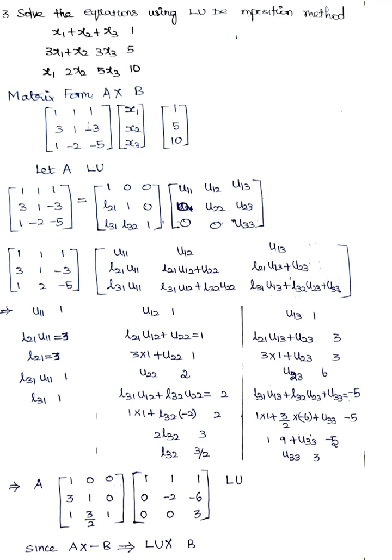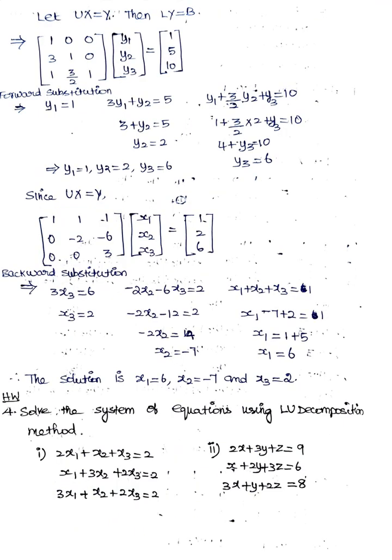We'll get u11, u12, u13, and l21 u11, l21 u12 plus u22, l21 u13 plus u23, and likewise the third row. Then comparing the left hand side and the right hand side, we'll get all the values. So finally we form A is equal to L into U. Already we know that AX is equal to capital B. Now substitute A by LU, so LUX is equal to capital B.